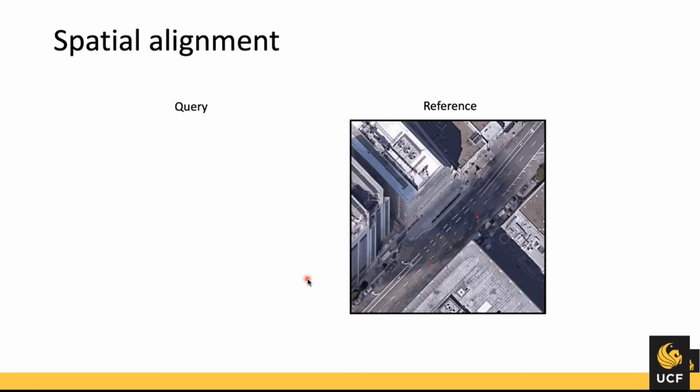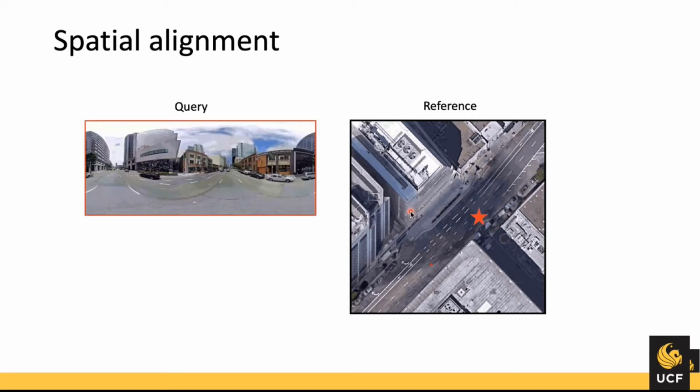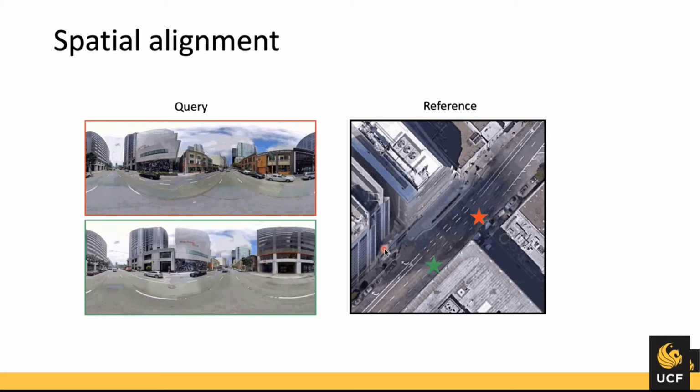So here is an example to demonstrate this problem. We have a reference image here, which is from satellite view. The query may not occur right in the center of this reference. For this red star, which shifts a little bit to the right, that's the query corresponding to this location. I can also have another query, this green star, which appears here and is again not the center of this reference image.